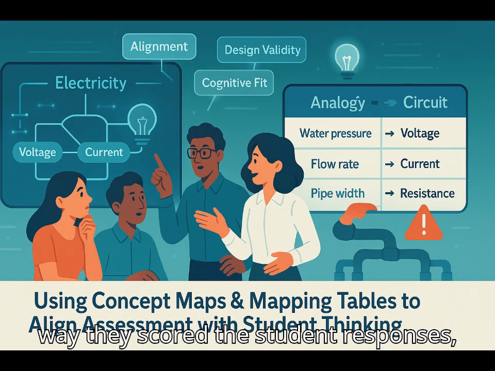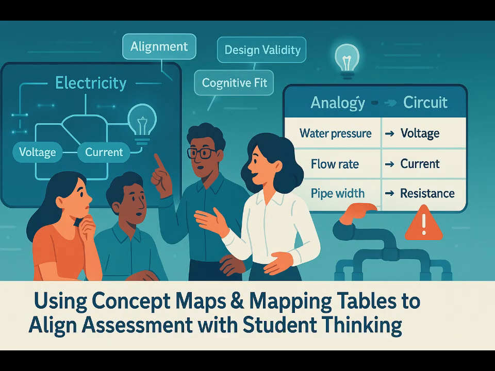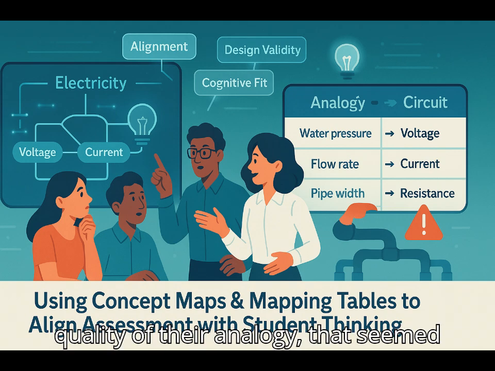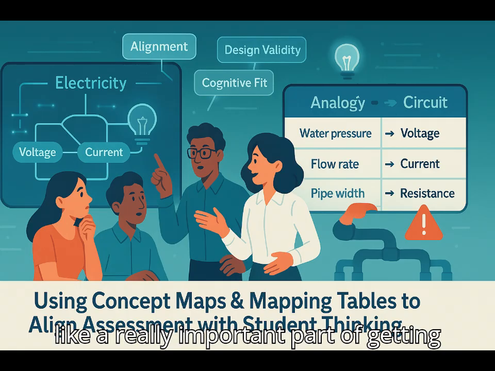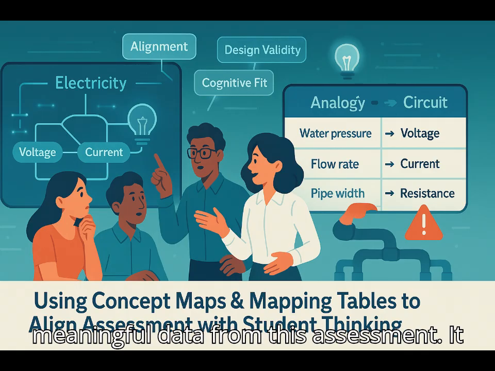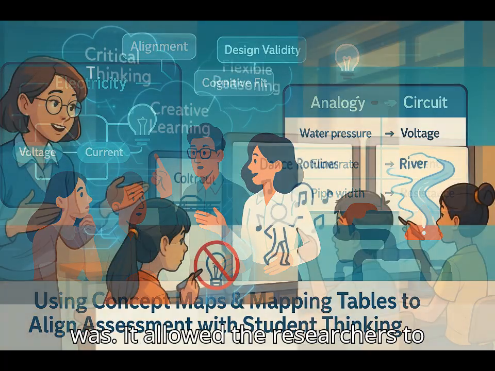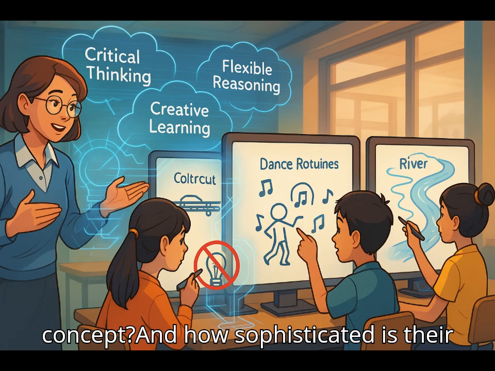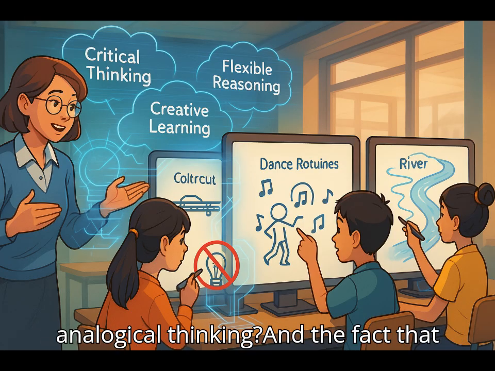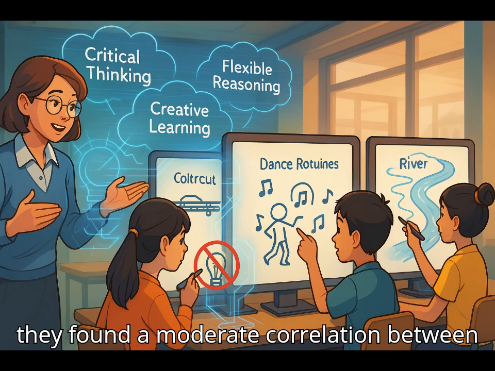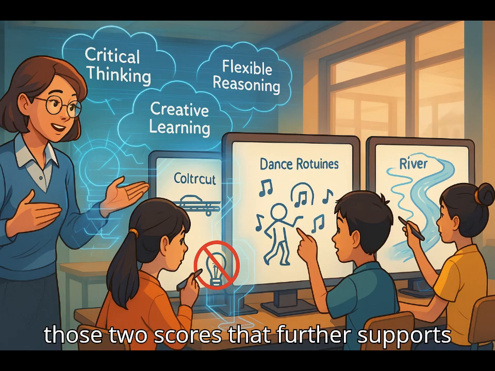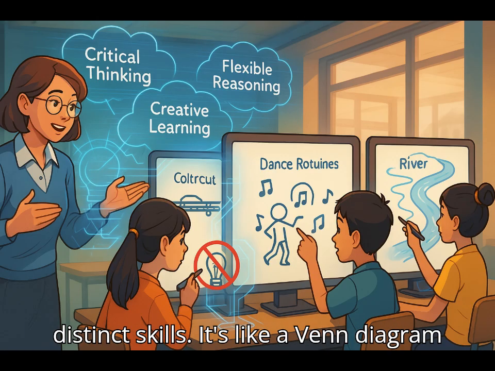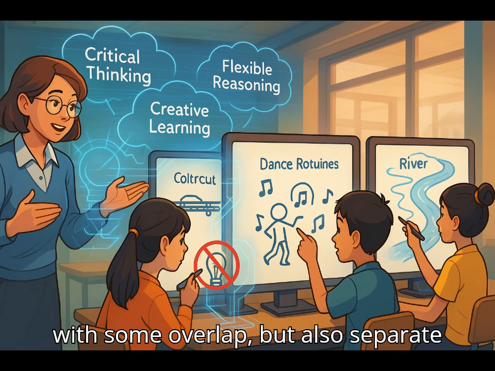Yeah. And the way they scored the student responses, having separate ways to score their understanding of the science and the quality of their analogy, that seemed like a really important part of getting meaningful data from this assessment. It was. It allowed the researchers to capture both aspects of AMC. How well do they understand the science concept, and how sophisticated is their analogical thinking? And the fact that they found a moderate correlation between those two scores further supports the idea that these are related but distinct skills. It's like a Venn diagram with some overlap, but also separate circles.